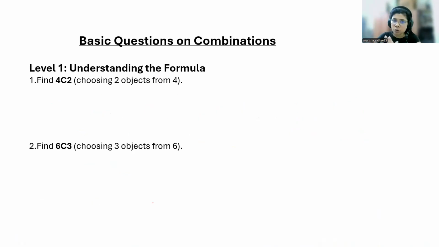Next problem is, so basic questions on combination. So first thing you need to do is understanding the formula. So here you need to find 4C2. So here in this case, what is n? n is 4, r is 2. As I told you, n will always be greater than or equal to r. So it is intuitive now.